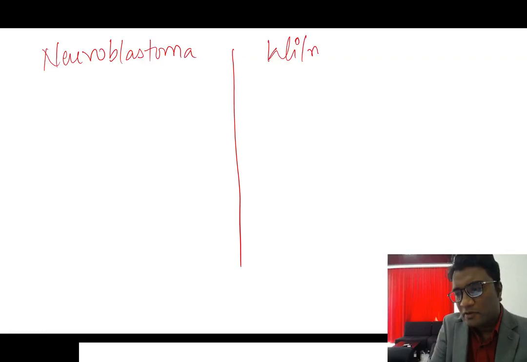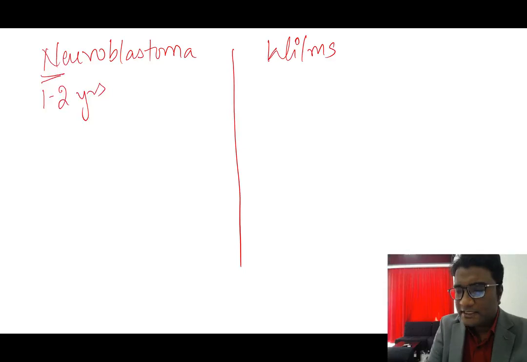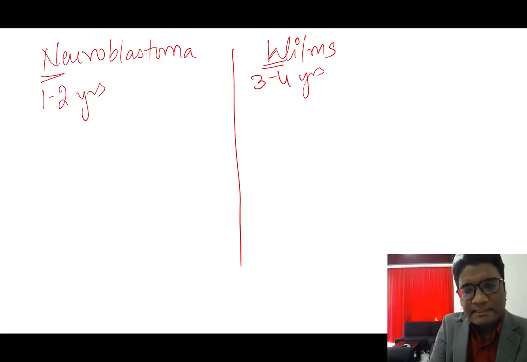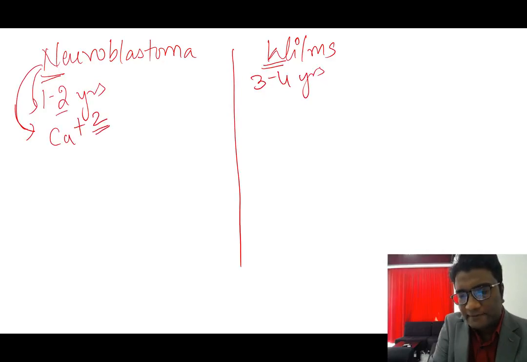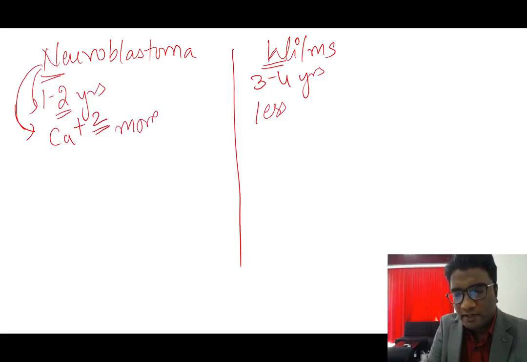What is the age group? With the letter N, you can remember 1 to 2 years age group. What is the age group for Wilms tumor, guys? Wilms tumor is around 3 to 4 years age group, right? Neuroblastoma generally shows calcifications. You can remember this word 2 again here, right? It looks like 2. And this is usually less common. Calcifications are more common in case of neuroblastoma, less common in case of Wilms tumor.